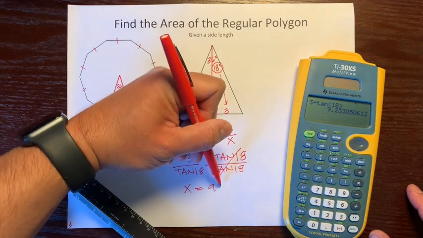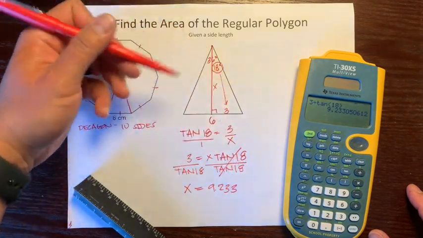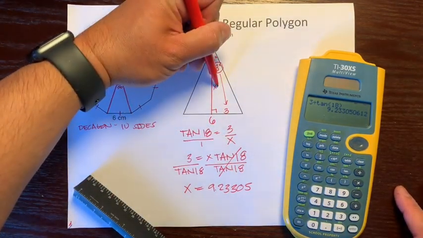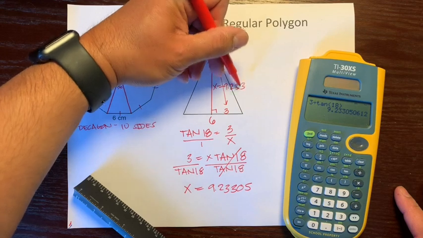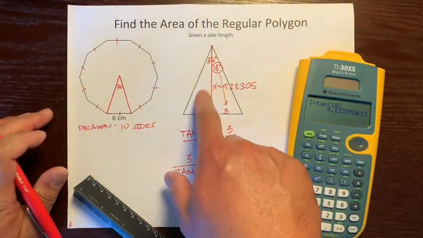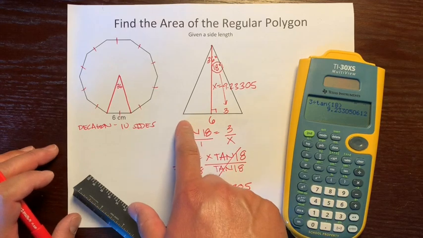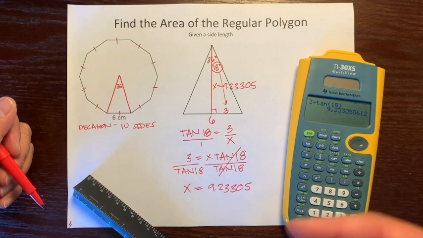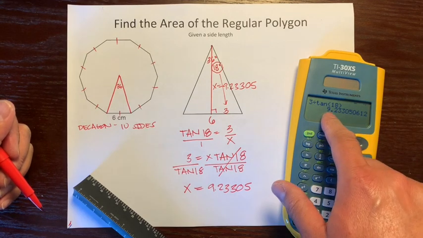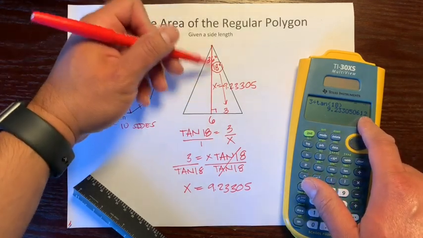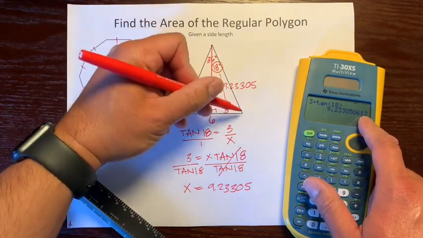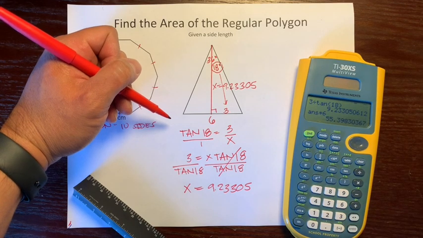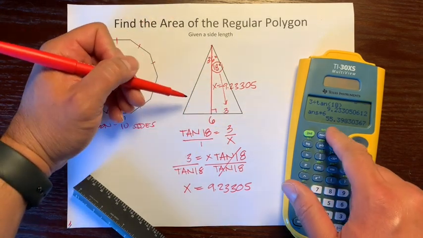We have 9.233. I like to write as many digits as possible, so x equals 9.23305. That's our height. Now we have our height and our base, so let's figure out the area of this triangle. Base times height divided by 2. Since we already have that number in here, that's our height, let's multiply it by our base, the entire base, which is 6. Then, since a triangle is half of a rectangle, let's divide this by 2.